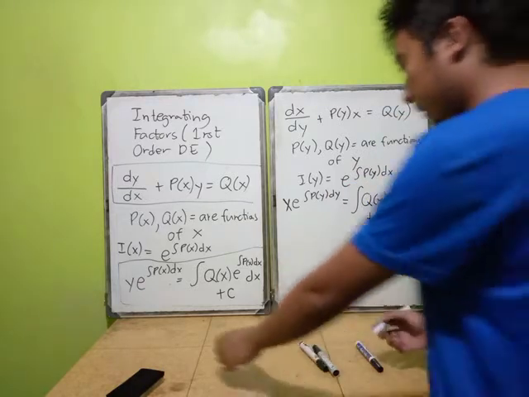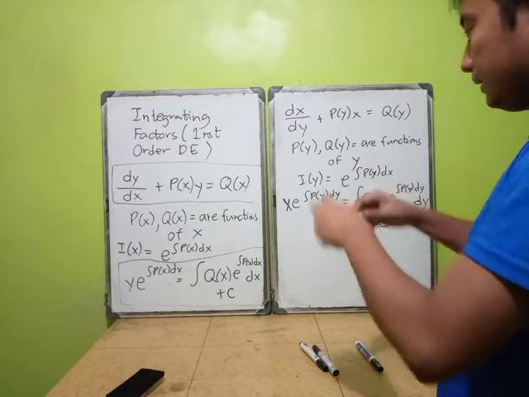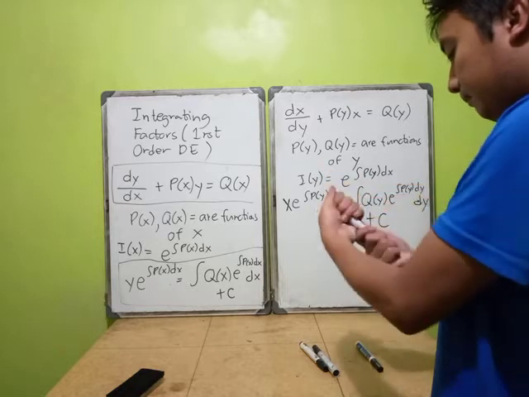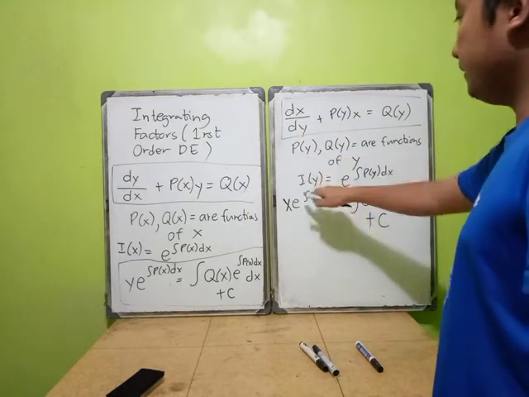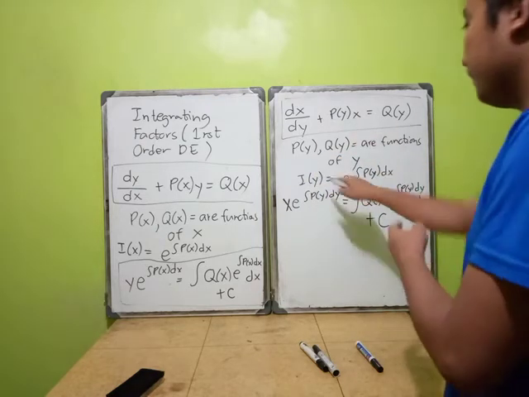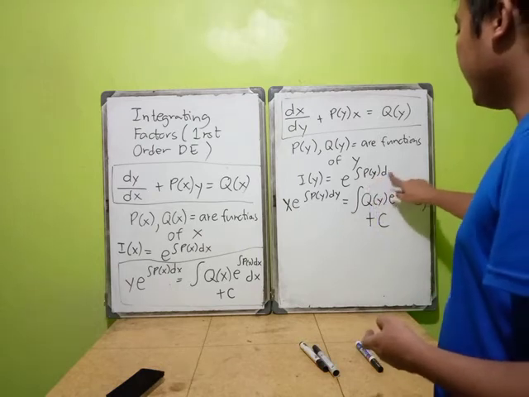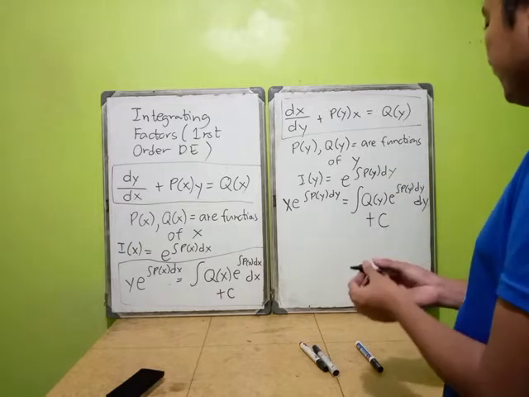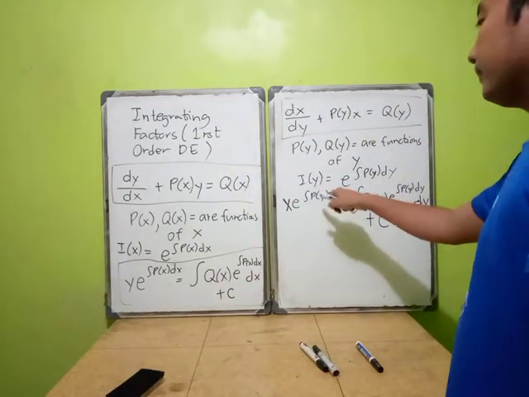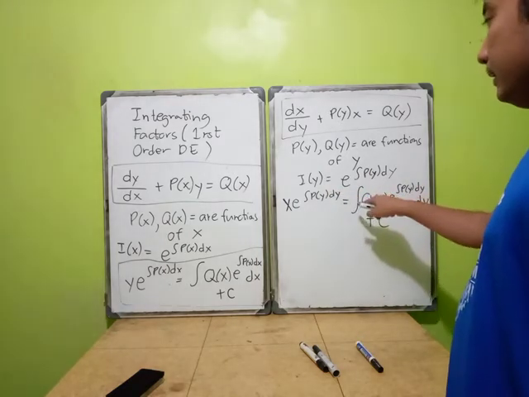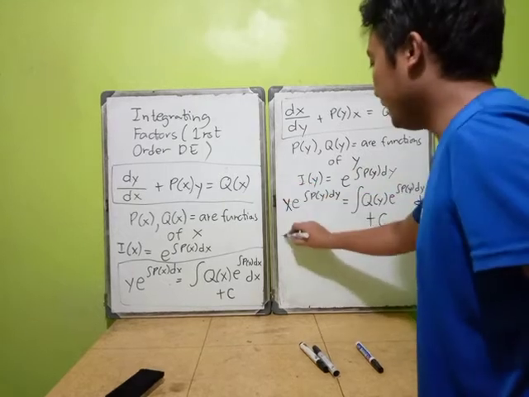Let us clarify so that we do not get confused. When it is like this, which is the reverse, p of y and q of y are functions of y. So the integrating factor we multiply to this formula is in the form of I of y. If that is the case, this is what will happen. It is p of y dy, sorry. So if that is the case, this will be the solution. Instead of y, it will be x times e to the power of integral of p of y dy is equal to the integral of q of y e to the power of integral p of y dy plus c. So that will be its solution.